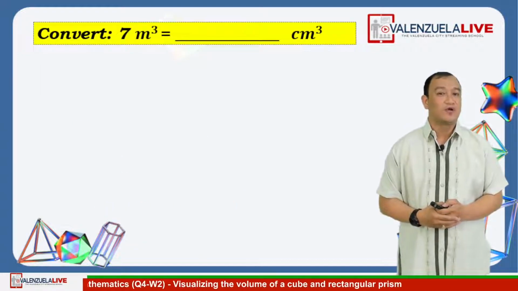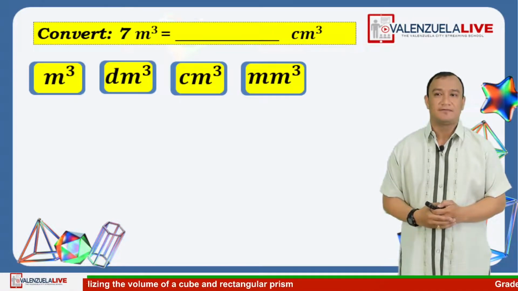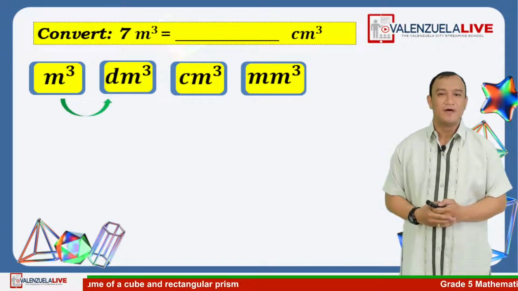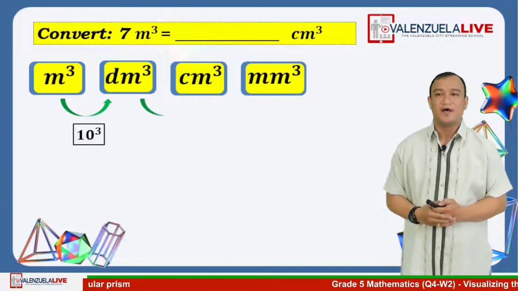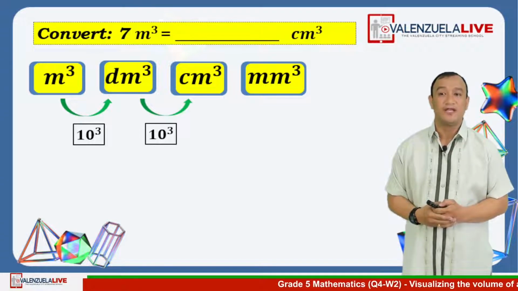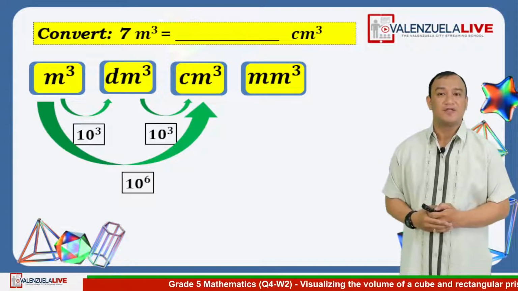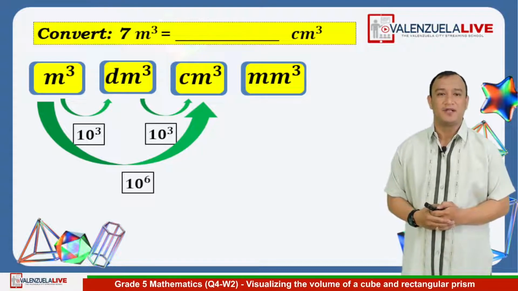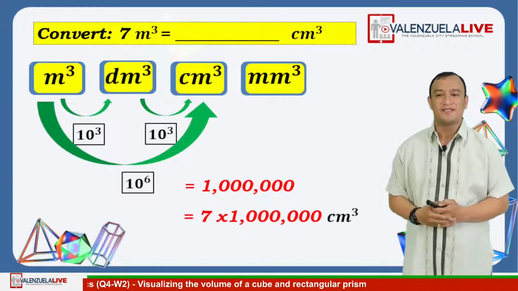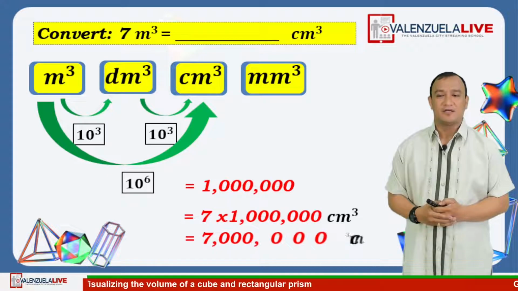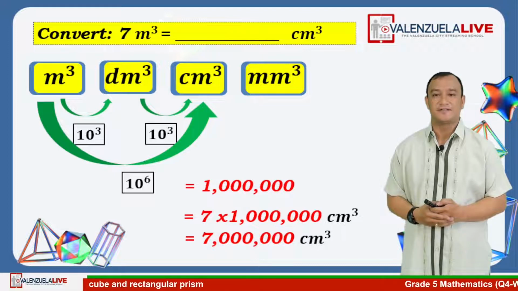Again, since we are converting a larger unit into a smaller unit, we should move to the right. Every move means 10 cubed or 1,000. Another movement is also 10 cubed or 1,000. Therefore, we have 10 to the 6th power or 1 million. And if we multiply it by the given number, 7, the answer is 7 million cubic centimeters.